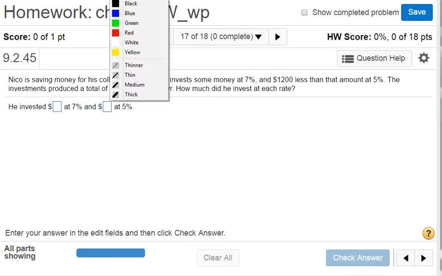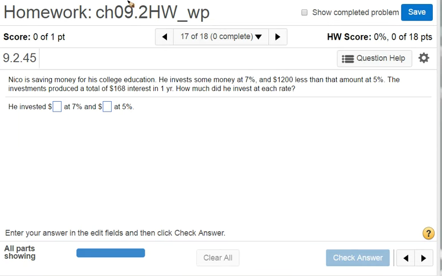Let's take a look at these word problems. So we've got an investment problem here, and it's talking about interest. So we're going to use the equation PRT equals I. And we talked about this in class: principal times rate times time equals interest. So I kind of like making a table.